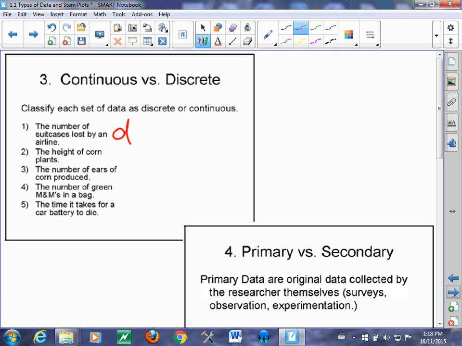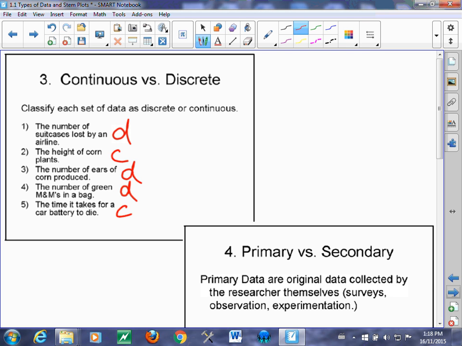The height of corn plants. Oh, that is continuous, because that can have decimals or fractions. The number of ears of corn produced, that's discrete. Number of green M&Ms in a bag is discrete. And the time it takes for a car battery to die, that is continuous.